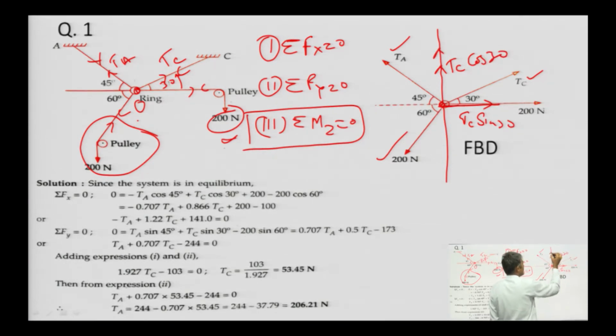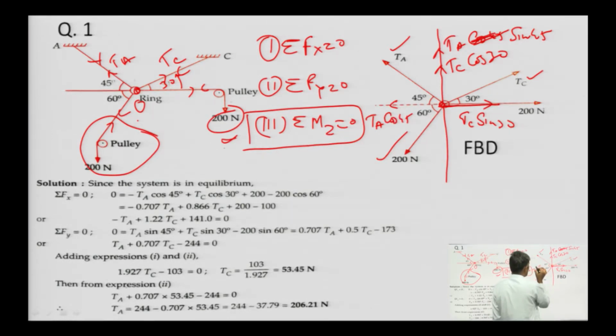This one force, it is TA cos 45, and no, it is TA sin 45. This is TA cos 45. This component will be 200 cos 20, and this is 200 sin 20.